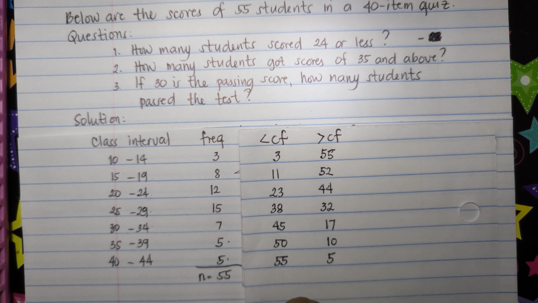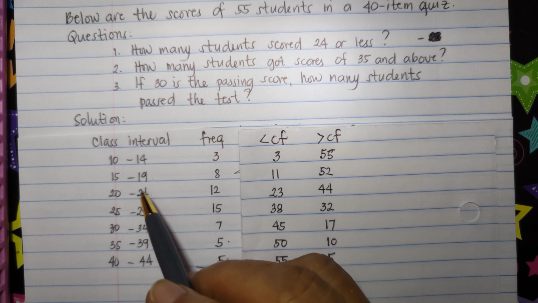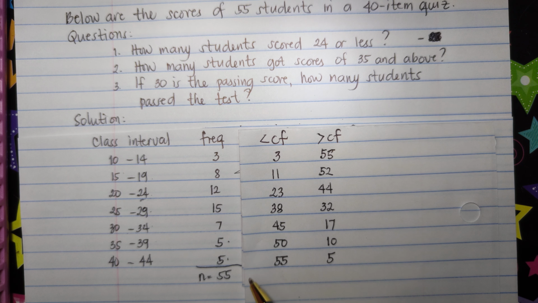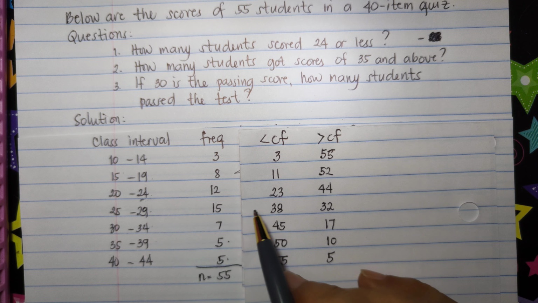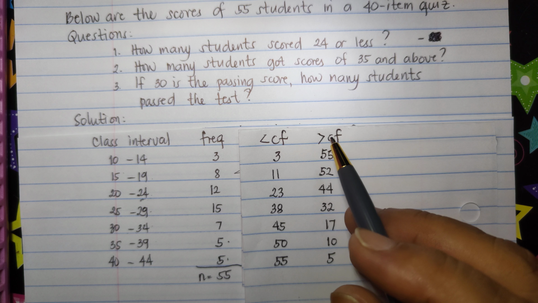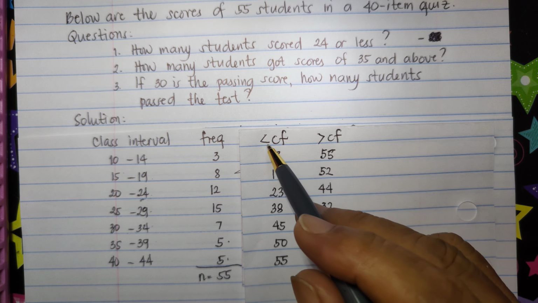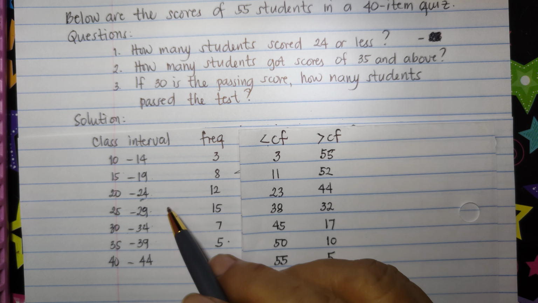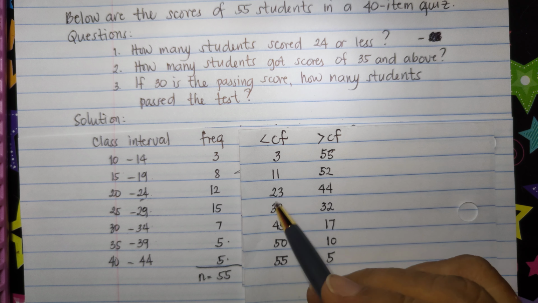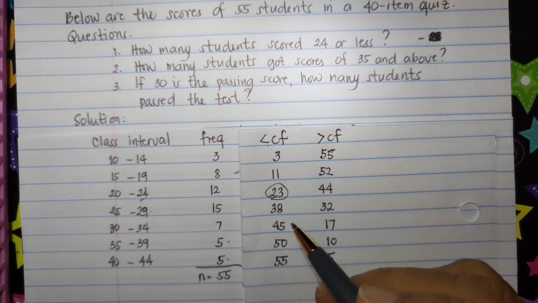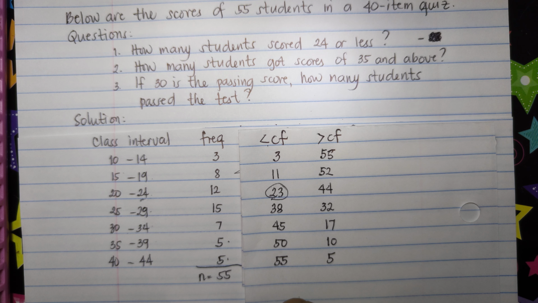Now we go back to the questions. In question number 1, how many students scored 24 or less? So we look at the class interval. So here is the score of 24. Now going to the right, because we're looking for those with 24 or less, we use the less than cumulative frequency. And then in the same row, we have the answer here of 23. So question number 1, the answer is 23.